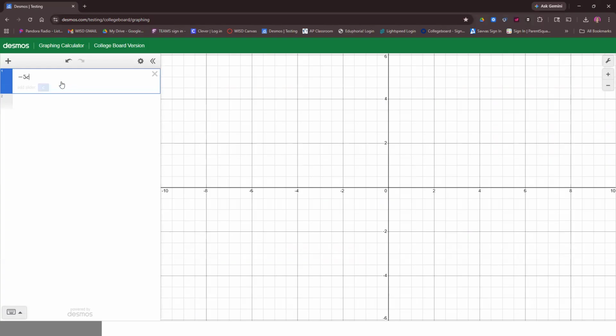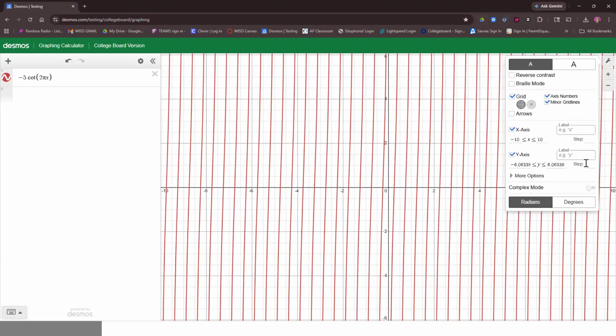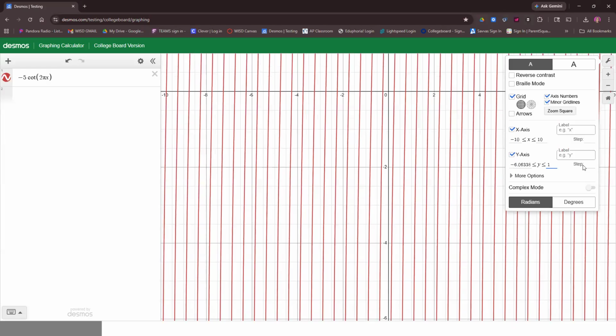Negative 5, cotangent, 2 pi. Yeah. Oh, is it the right? Maybe it is the range. What is the range at? Let me just be at 1. That didn't help. You know what? Forget this. Where's Sylvie? The bell's going to ring.